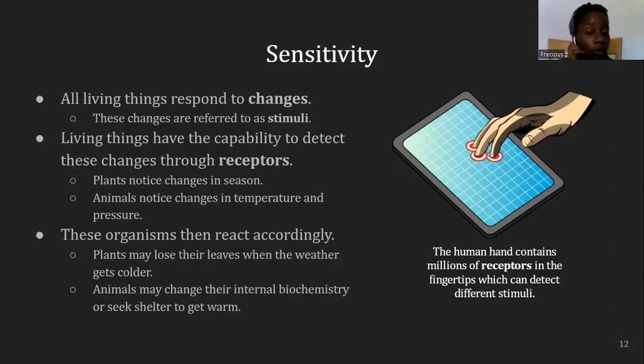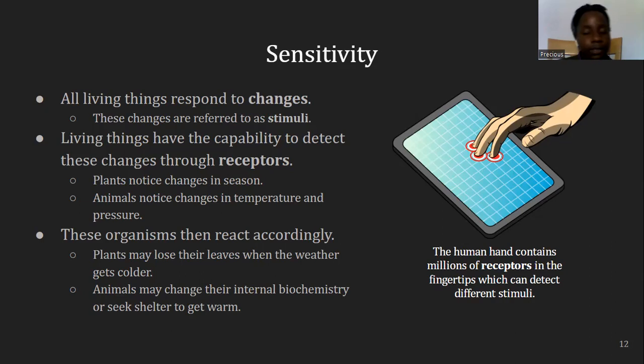Now, sensitivity isn't always as simple as, okay, we have a fire, let's run. Sometimes it regulates other things. For example, plants may lose their leaves when the weather gets colder. So plants can sense changes in season. And that's why you have seasons where plants are blooming, like spring. And you have seasons where plants have their leaves turn orange, like autumn or fall, right? And you have seasons where some trees just completely lose their leaves, like winter. How do these plants know, right? They can sense the change in temperature. Okay. All right. And then animals too can sense that the temperature is changing.